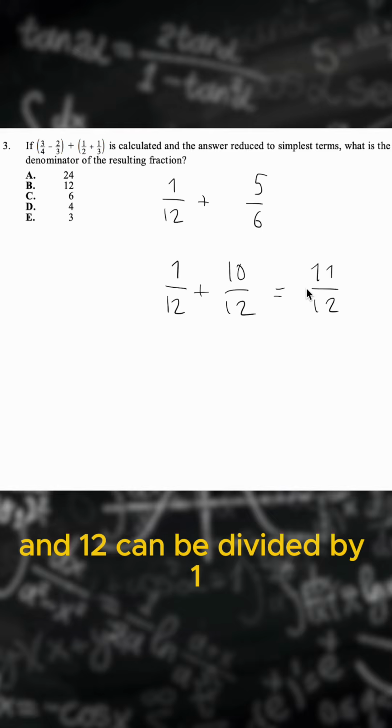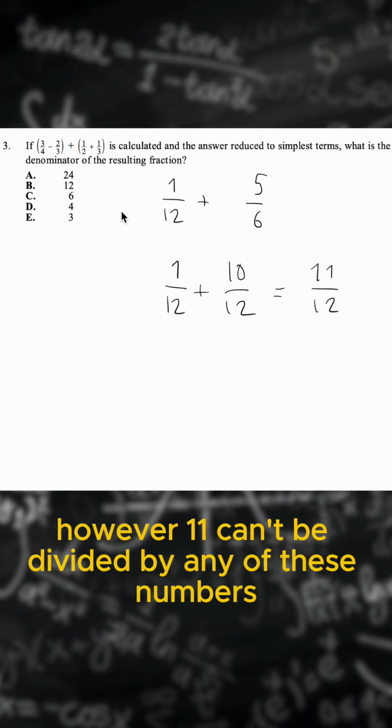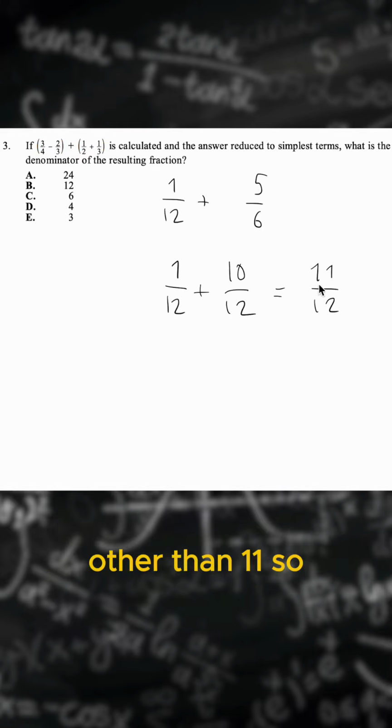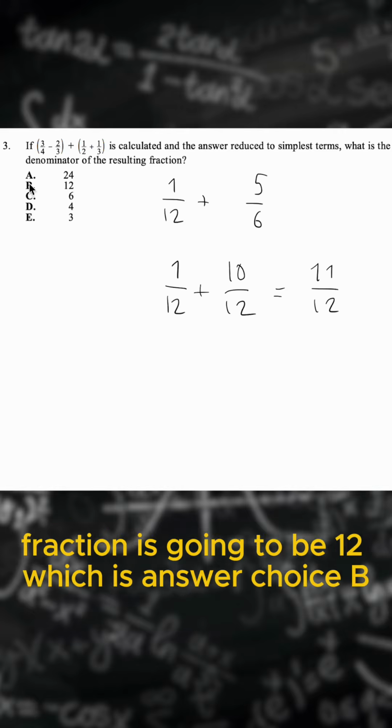And 12 can be divided by 1, 2, 6, 3, 4, and 12. However, 11 can't be divided by any of these numbers other than 11. So that tells us that the simplest denominator for this fraction is going to be 12, which is answer choice B.